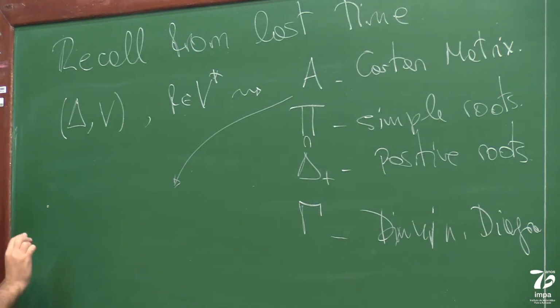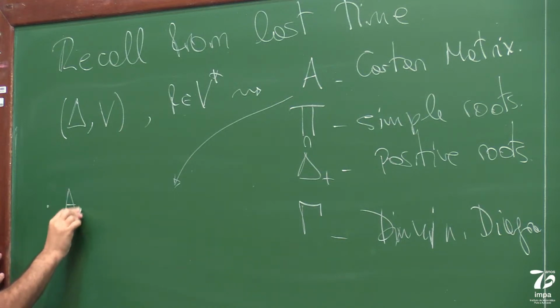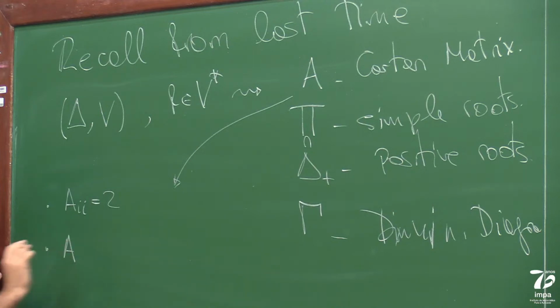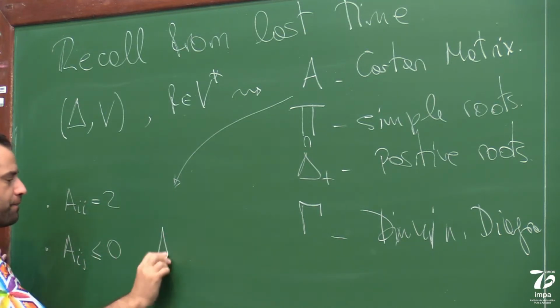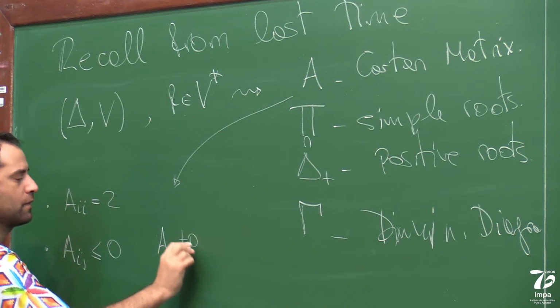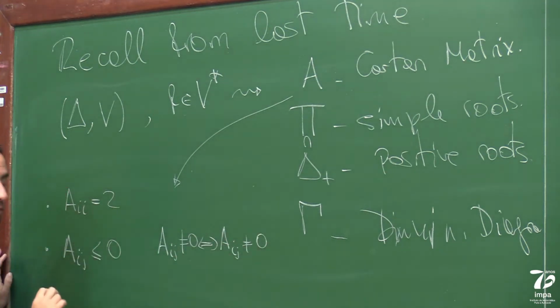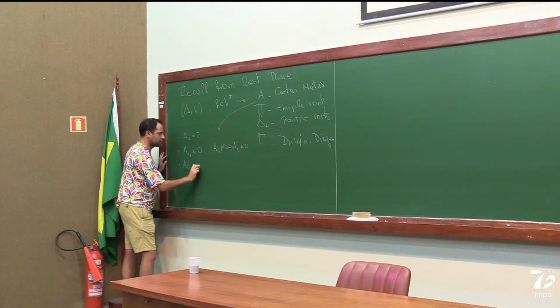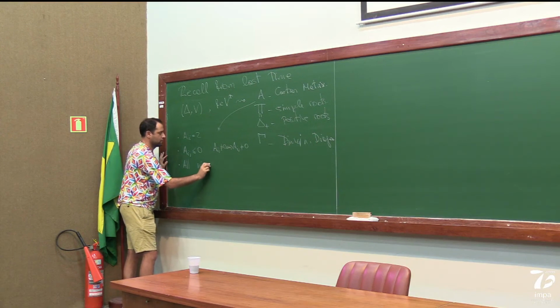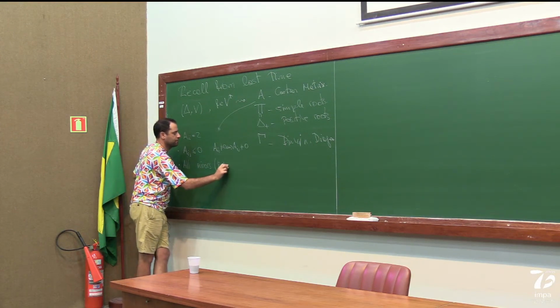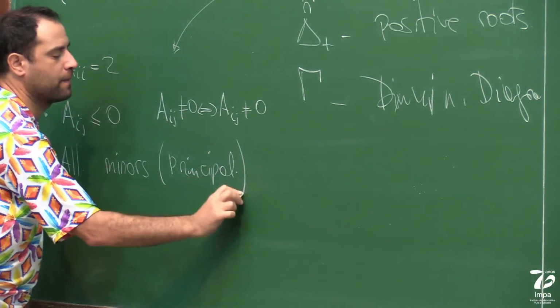These were matrices that satisfied 3 conditions. So the diagonal guys are 2. These are all integer matrices. Aij is less or equal than 0, and it's non-zero if and only if Aji is also non-zero. And 3, all minors, principal minors, are positive.